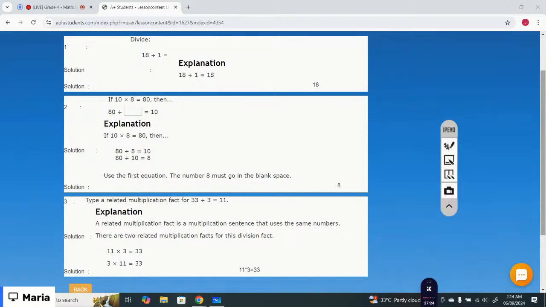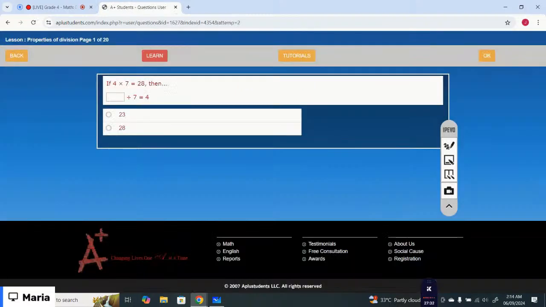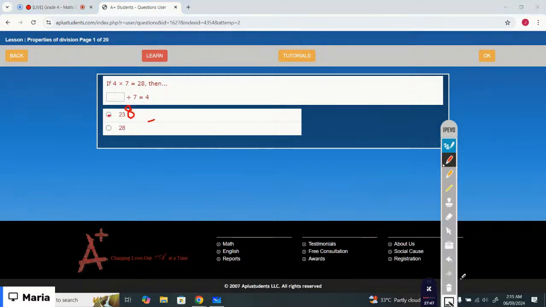Okay, let's just start with the test questions. If 4 times 7 is 28, then what number divided by 7 is 4? So you need to find the missing number, right? Basically, they are the related multiplication or division facts. So they have the same numbers, right? Here you have 4 and 7 and 28. You have 4 here, 7 here. So the missing number is 28. The correct option is 28. Option number 2 is the correct option.